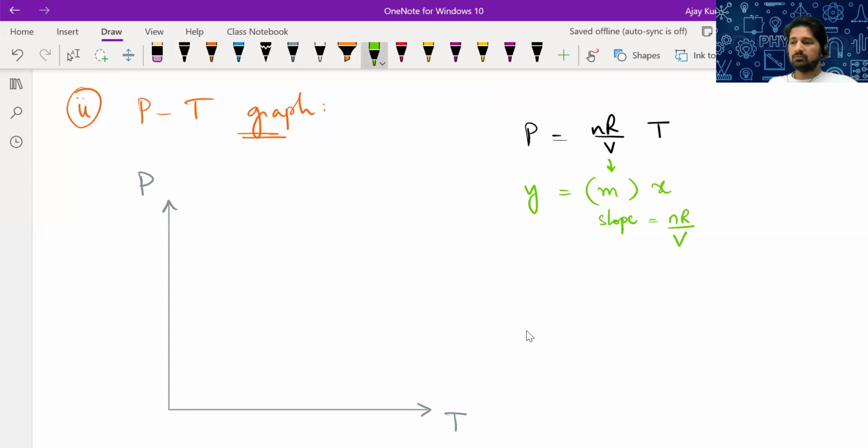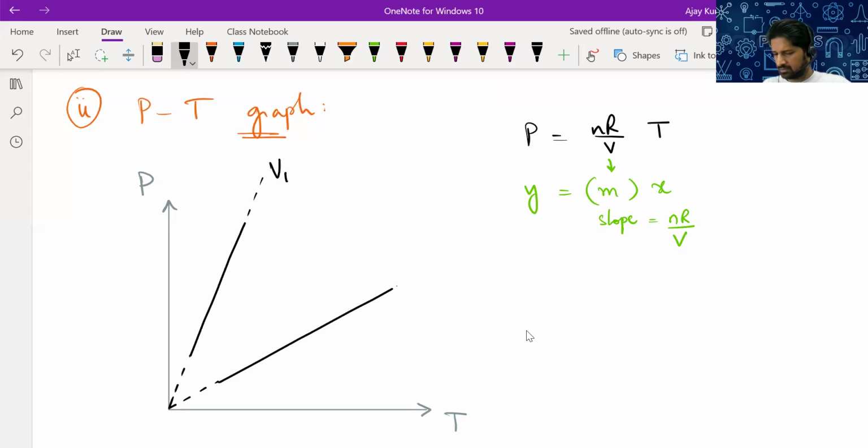So greater the volume, lesser the slope. The graph has to be a straight line passing through the origin. So it goes like this. We don't actually make it pass through the origin. It'll be like this. Let's say this is carried out at volume V1. At a fixed volume V1, if you see how pressure varies with temperature, let's say you got a graph like this. For the same gas, at another volume, if you carry out the process, the graph could be like this at a different volume V2.